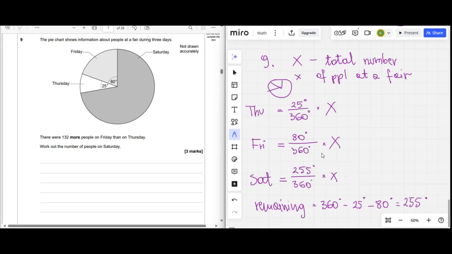Now we should use that sentence saying there were 132 more people on Friday than on Thursday. So Friday is Thursday plus 132. This is what that sentence is saying. If we add 132 people to Thursday, we will get the Friday amount. Is that clear? I think so.